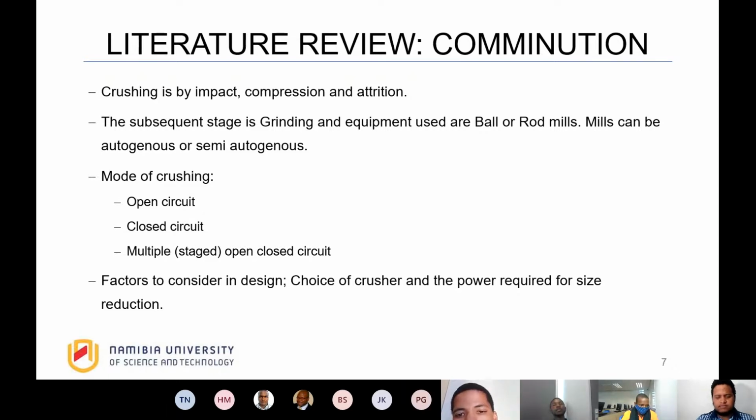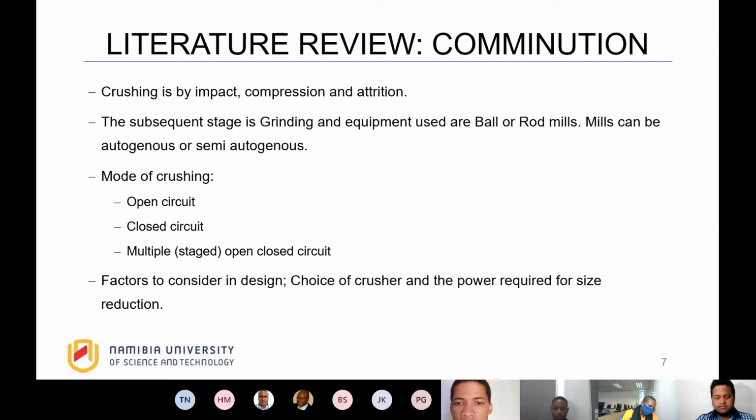When it comes to designing comminution circuits, there are usually three approaches: the open circuit, the closed circuit, or the combined multiple-stage open and closed circuit. The open circuit is usually just crushing minerals, but they will have a wide range of particle sizes. But when you use a closed circuit, we are controlling the particle size distribution and keeping it in a minimum range.